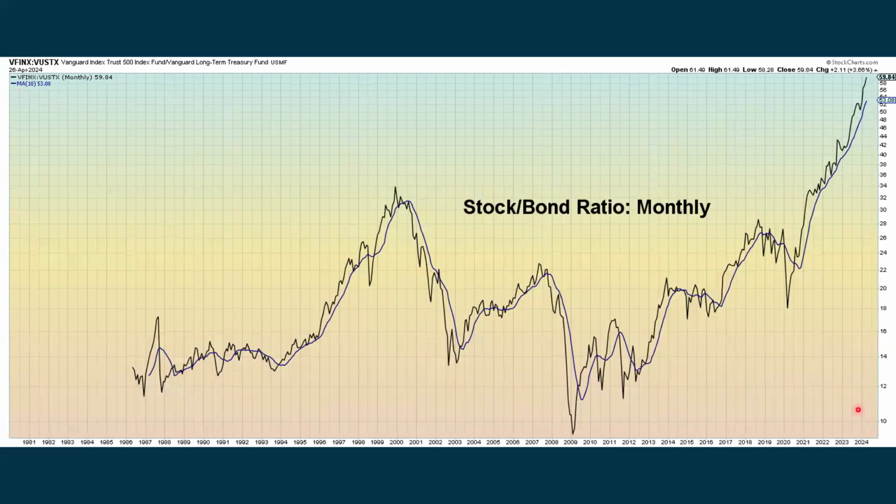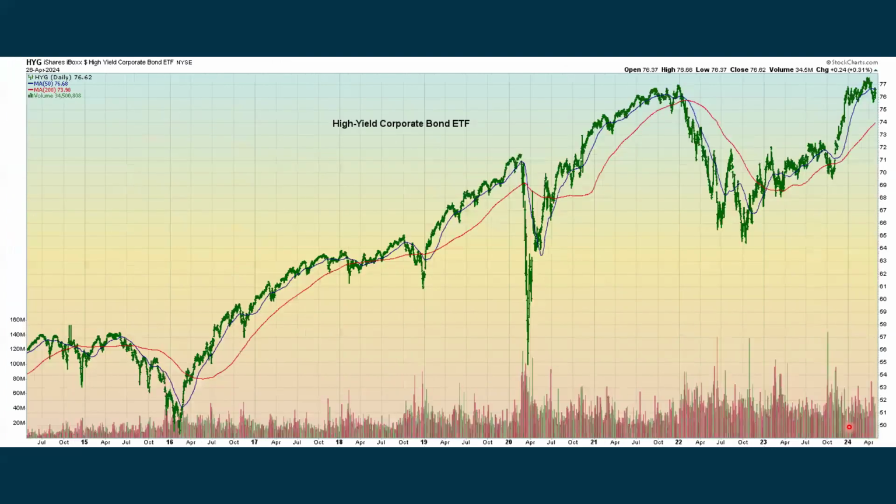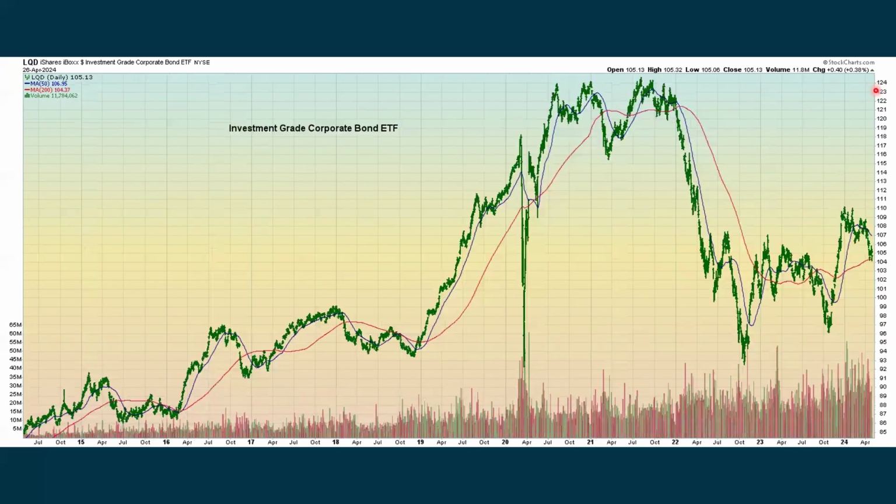We look at a monthly chart of stocks to bonds showing as this is going up, that means on a long-term basis, stocks are outperforming bonds. Here's a daily chart with an inverse of that showing how bonds are underperforming stocks. Here's high yield corporate bonds. We also may know them as junk bonds. These are just coming off of setting recent all-time highs. They did see some weakness, but they're coming back up to their 50-day moving average.